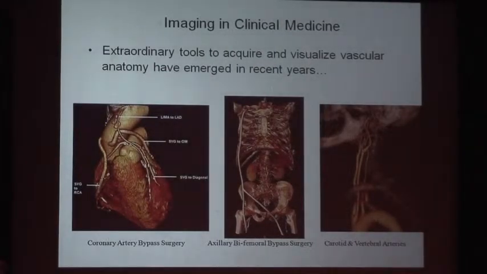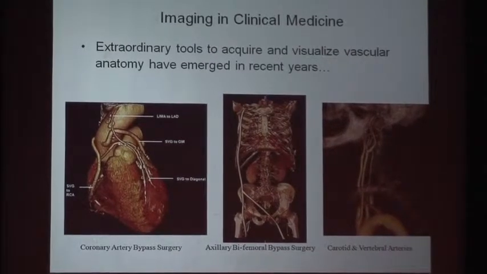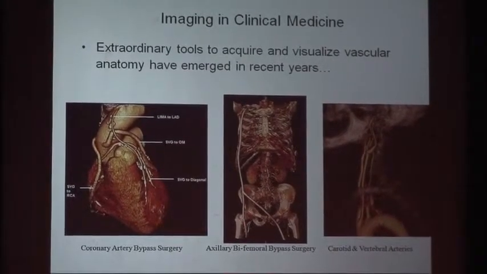So what are our tools? What is the information that we have available to us to understand the circulation? So we have extraordinary tools for medical imaging. We have diagnostic tools to look at the coronary arteries. This is a bypass graft actually all the way from the axillary artery up in the shoulder all the way down into the groin. This is just an image of the carotid and vertebral arteries.